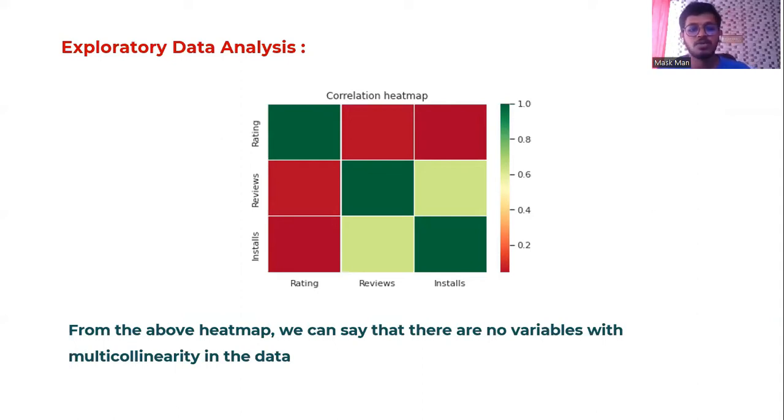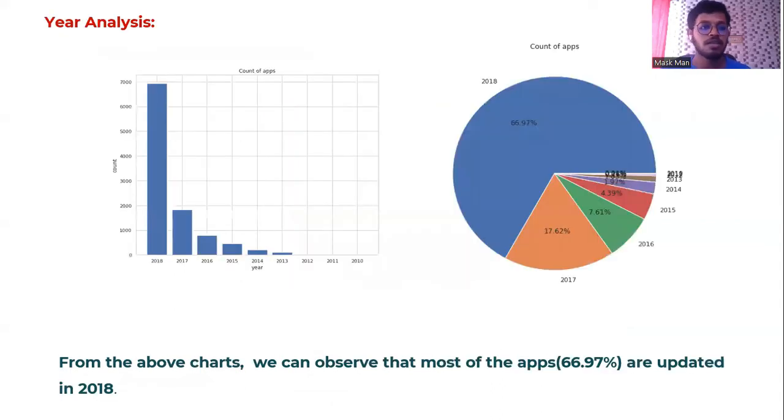We have to check the multicollinearity that exists in our data. So as you can see here in the correlation heat map, there is no multicollinearity in our data. And the next one is year analysis.